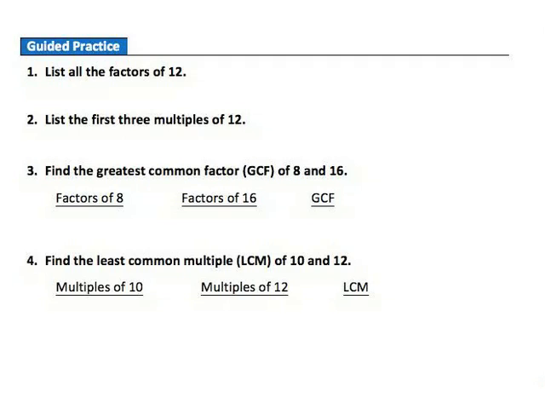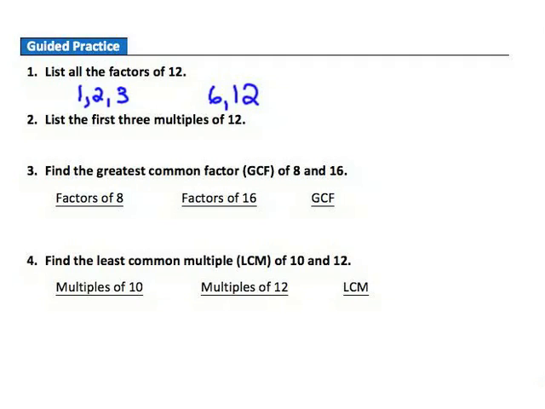Question 1. List all the factors of 12. Well, 1 goes into 12, and 1 times 12 is 12, so 12 also must be a factor. I'm going to work on the outsides here and work towards the middle. 2 goes into 12. Well, 2 times what? 2 times 6. So that's the next largest factor.